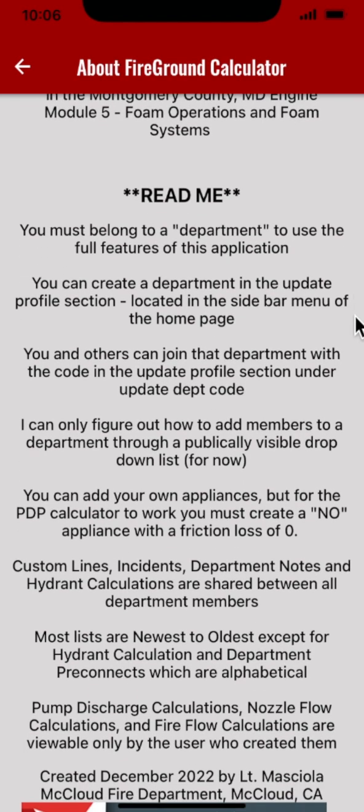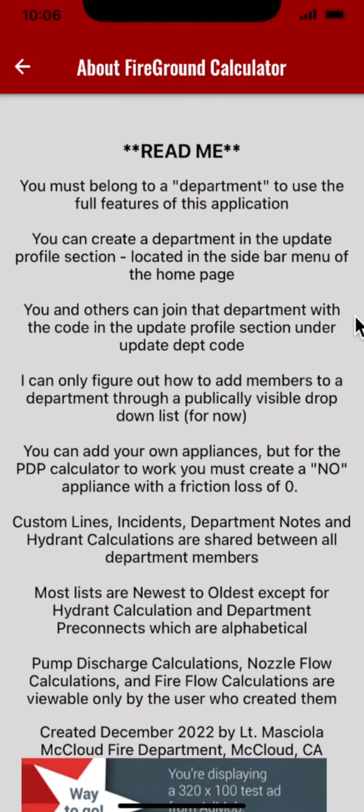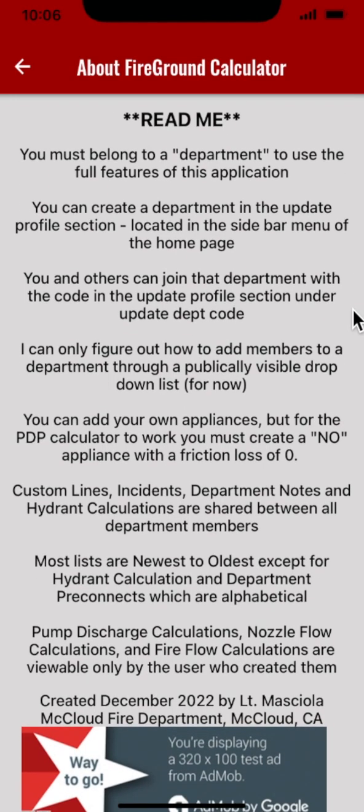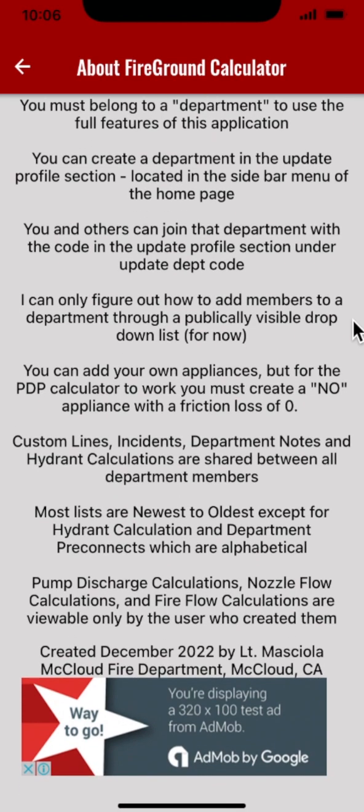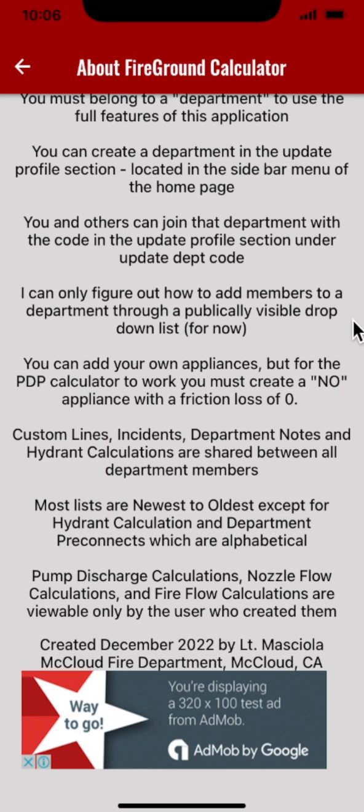So first off, you have to belong to a department to use the full features of this app. You can create a department in the Update Profile section located in the sidebar menu of the home page. You and others can join that department with the code in the Update Profile section under Department Code. You can add your own appliances, but for the PDP calculator to work, you have to create a no appliance with a friction loss of 0. And then below there's additional information on how everything is shared between department members.